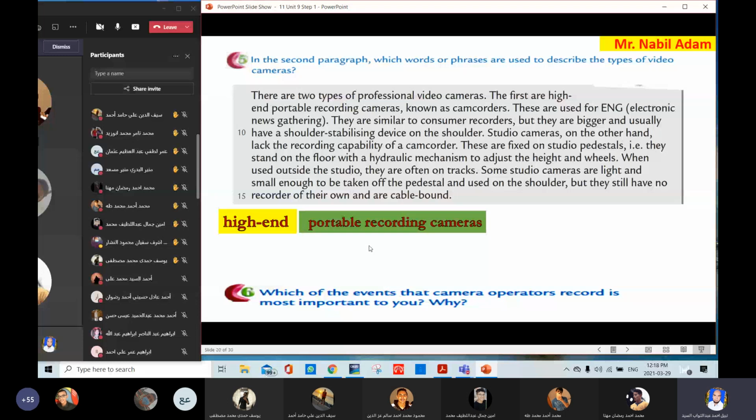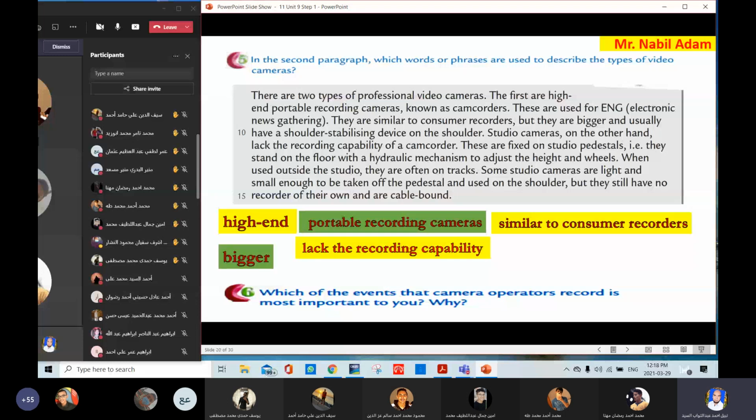So here, studio cameras lack the recording capability. They cannot record, but just broadcast or show the videos. And they are fixed on studio pedestals or on tracks. They are fixed on studio pedestals.